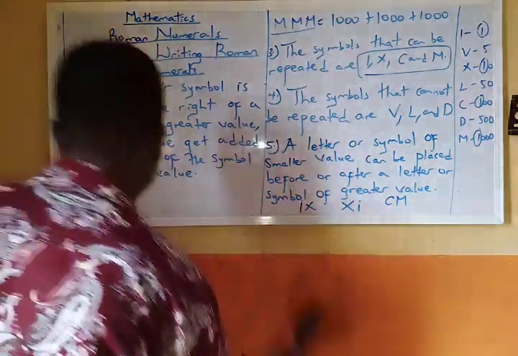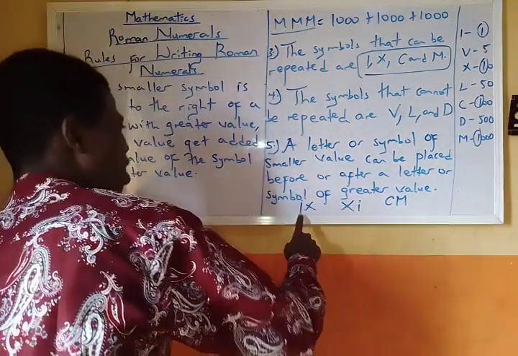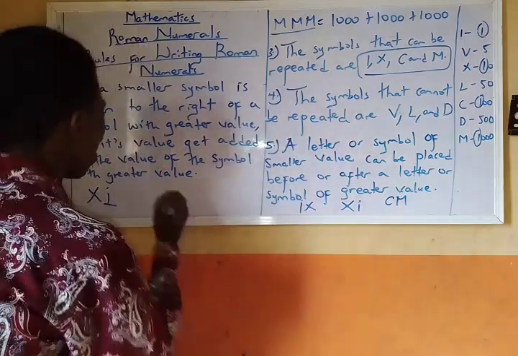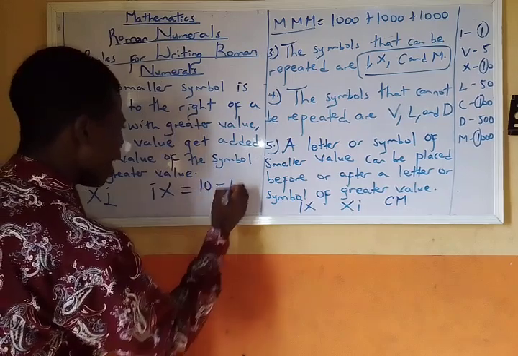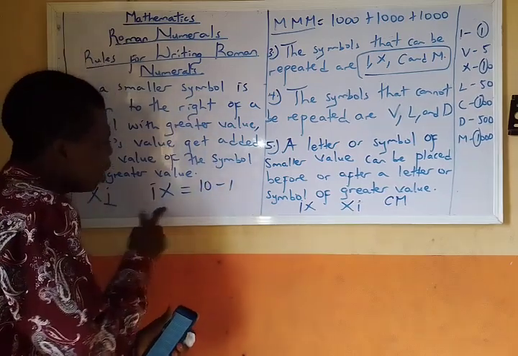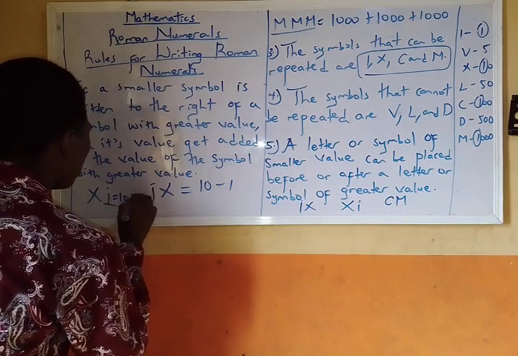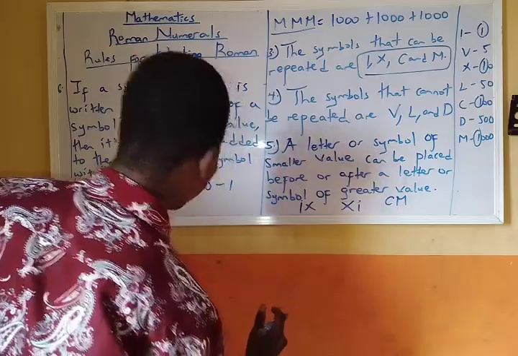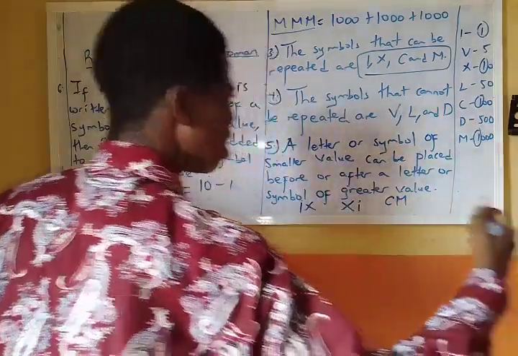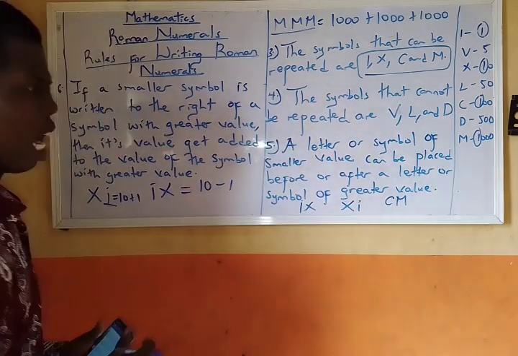So if it is to the right like this, it is addition. If it is to the left like this, it is subtraction. So if I have IX, this will be 10 minus 1, because the smaller value is to the left. But if I have XI, it will be 10 plus 1, because the smaller value is to the right. You got what I'm saying now? So my right hand signifies addition, my left hand signifies subtraction. Are we together now?